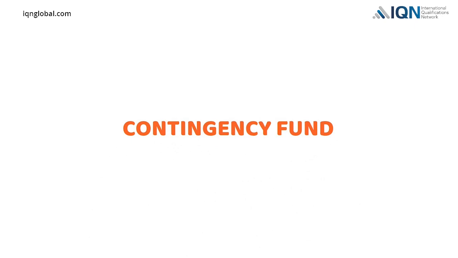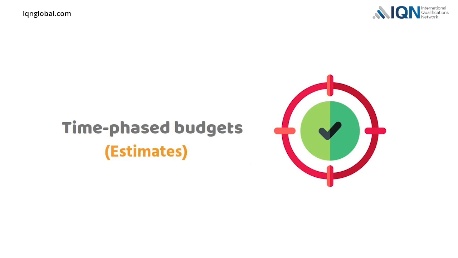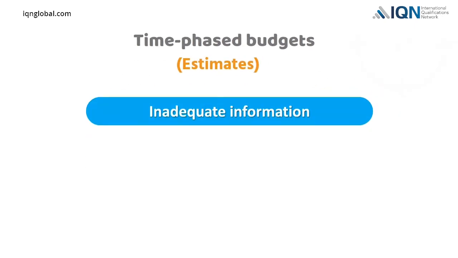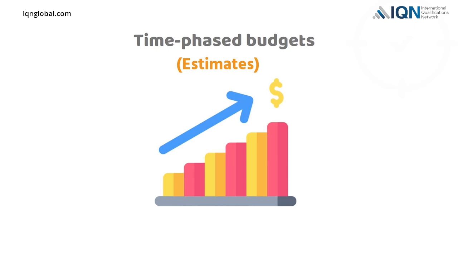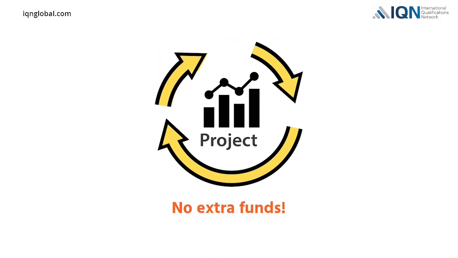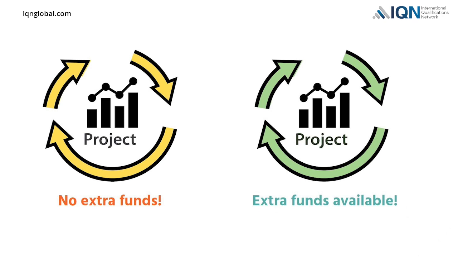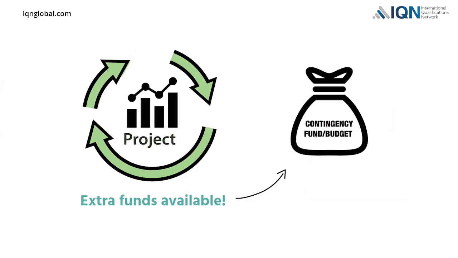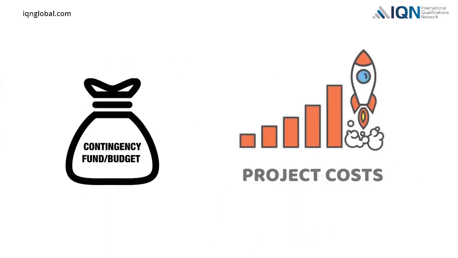Contingency fund. No matter how accurate the time-phased budgets are, they are still estimates. Inadequate information and unforeseen circumstances can impact the cost estimates, and project cost may overrun. In real life, some projects will not have the extra funds to support their cost overrun, while other projects will have extra funds. This extra fund is known as a contingency fund or budget. In case the project cost overruns, the contingency fund will be used to support the progress of the project.